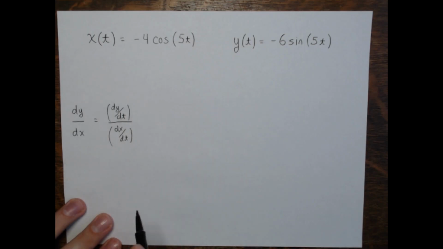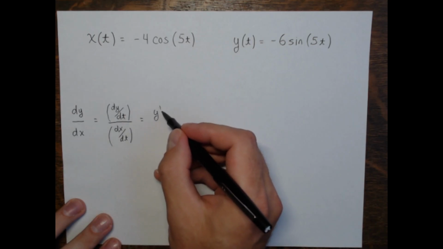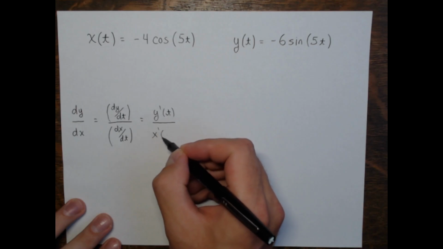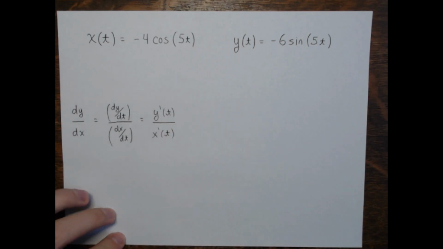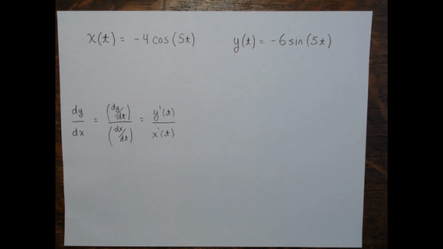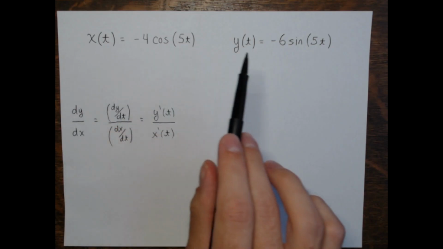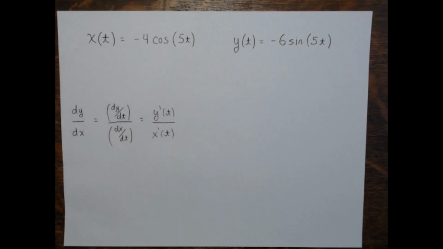Or you could call this y prime of t, y prime in terms of t, divided by x prime in terms of t. And this is how we're going about finding slopes of tangent lines, derivatives to curves defined parametrically. And each of these are pretty easily found from our parametric equations. I'm going to assume that you remember basic derivatives of trigonometric functions from your previous Calc 1 experience.